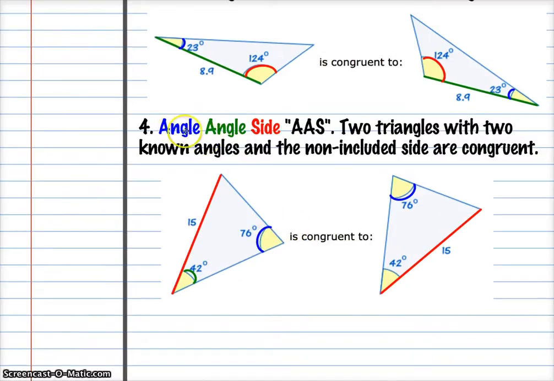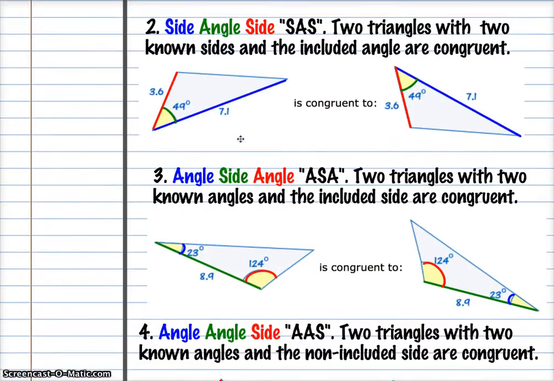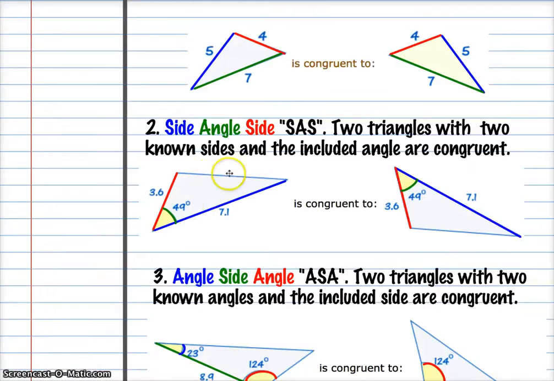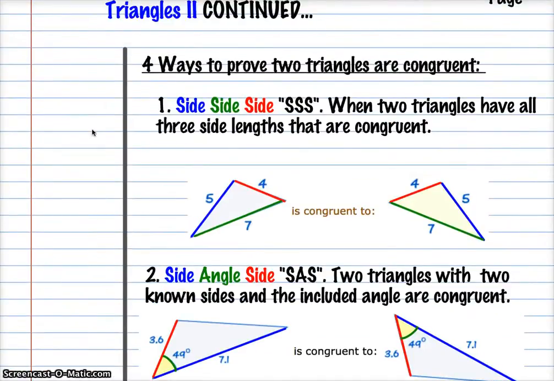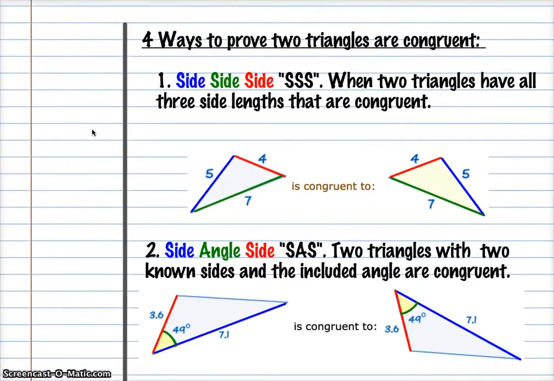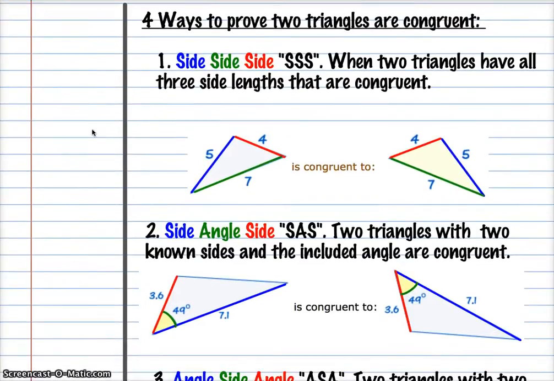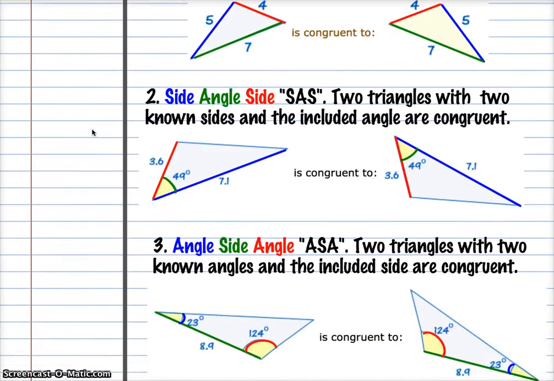The order in which they write these out determines which ones they're talking about. Angle, side, angle: 2 angles with a side in the middle. Side, angle, side: 2 sides with an angle in the middle. Yes, write this out and draw them in. I'll leave this here. You can pause it, write them down as you need to.